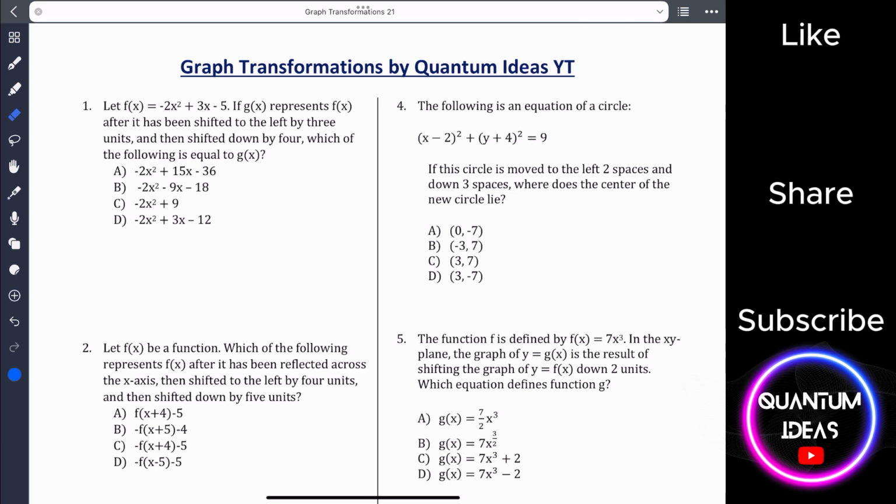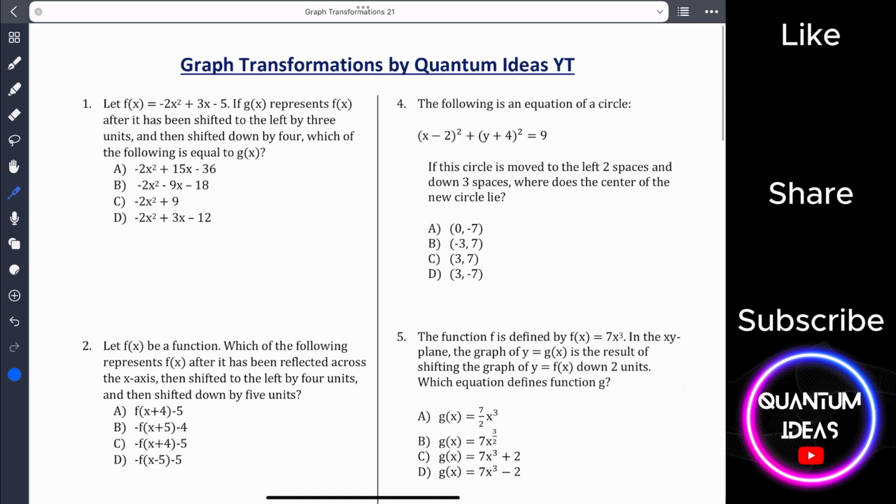So today we'll be doing some of the problems related to graph transformations. Since I forgot to make a video on this topic, I'm adding this video as part 21. So let's get started. So let's see number 1.